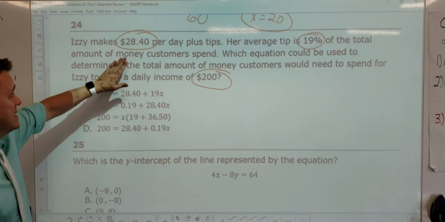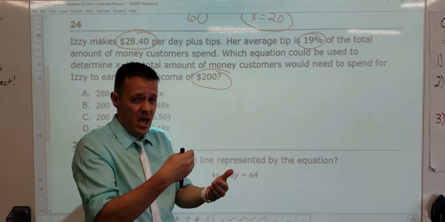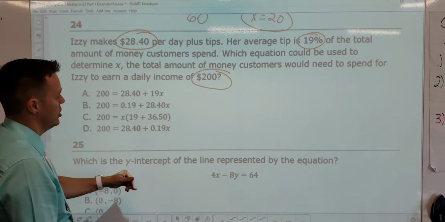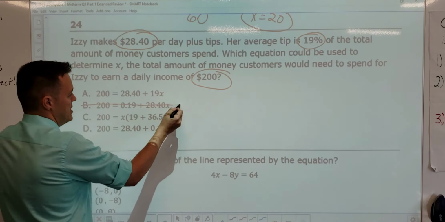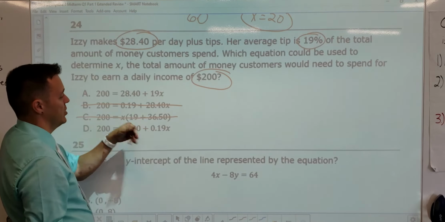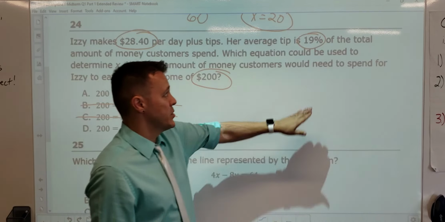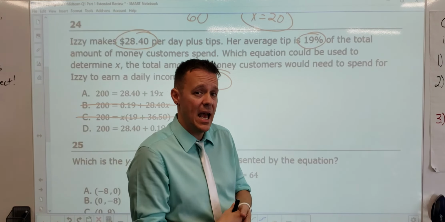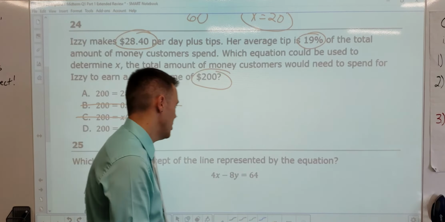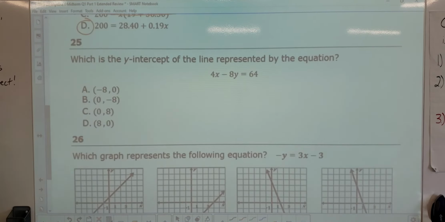Well, we know she makes this per day. So if she makes this per day, that's the standard she makes. And then everything is added into it. Because if you look, everything's addition. So it can't be this one because of the multiplication. It can't be this one because of the weird multiplication. Now you're left with 2 options here. 19%, remember, is represented as a decimal. The answer is D.